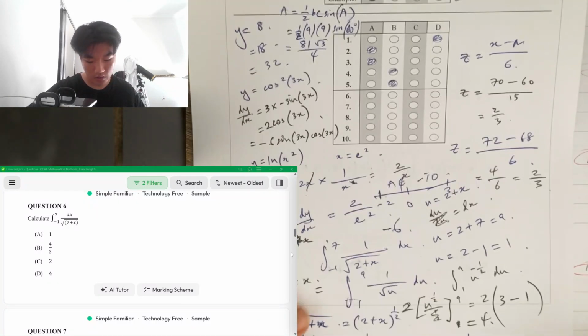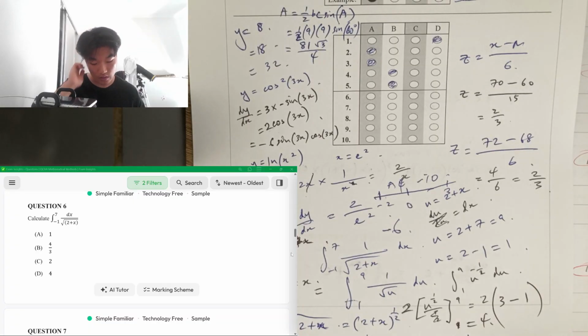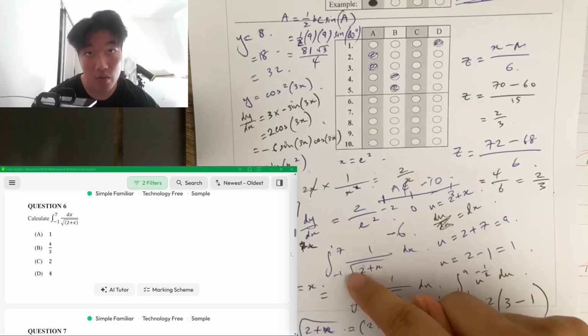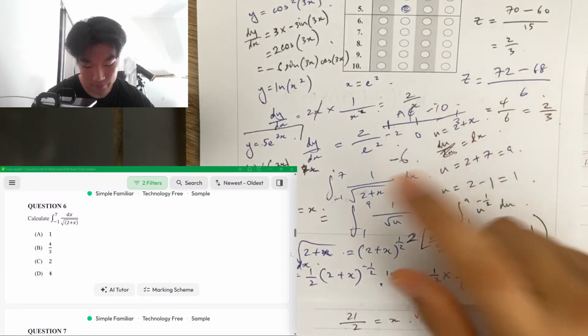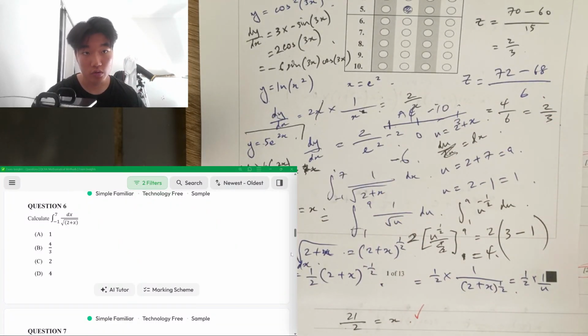Okay, so regardless of whether you sub u as the square root or as whatever's inside the brackets, it will actually work out, which is good. Good news.